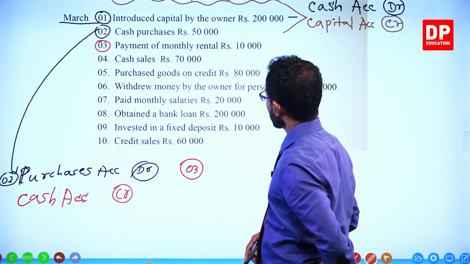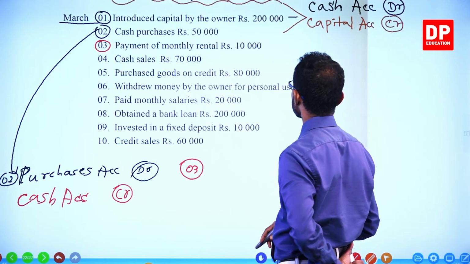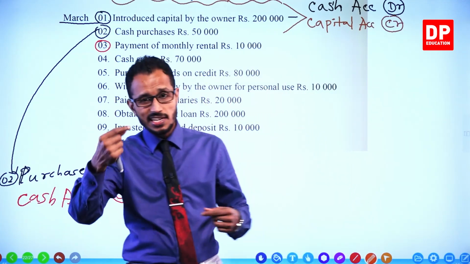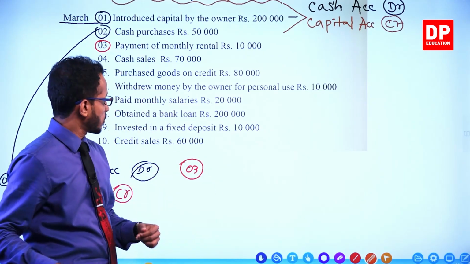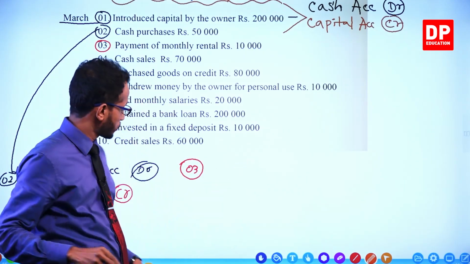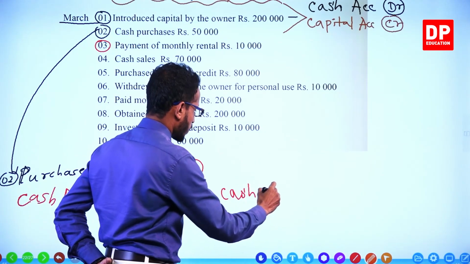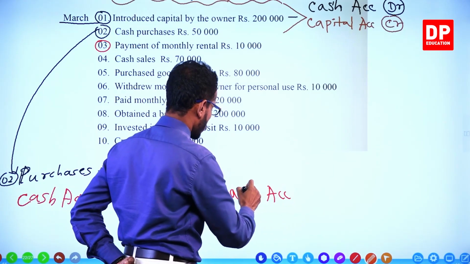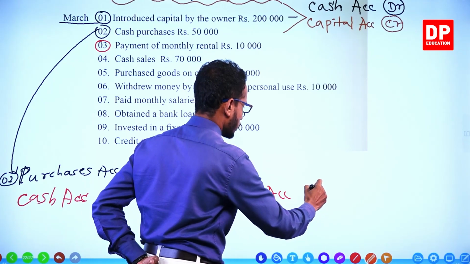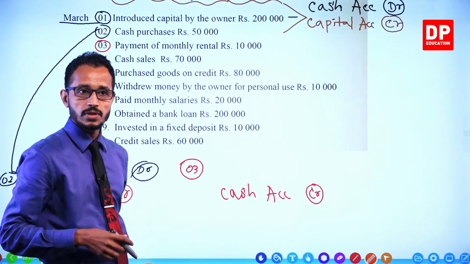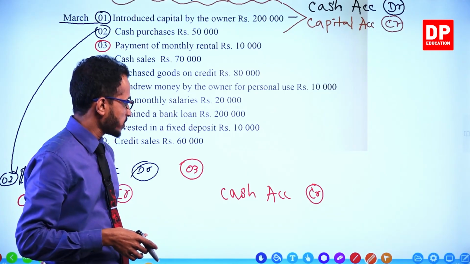Payment of monthly rent. We have paid rent. Paying rent means it's an expense. Money goes out. Outs are credit. I will write the credit entry first. Cash account, because cash goes out. Cash account credit. Which account debit?